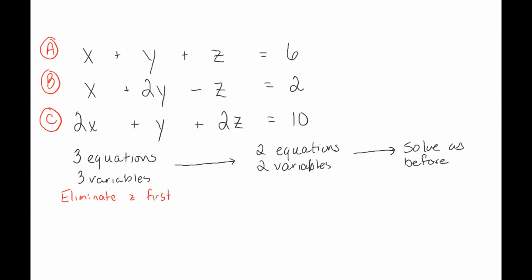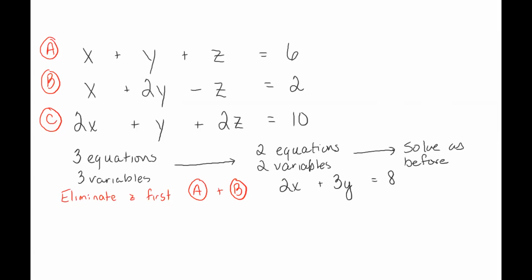And that's important because we're going to have to stick to that. We're going to stick to our guns on eliminating Z. Okay, so to do that, I'm going to take equation A and add it to equation B. And that's going to give me a new equation. That's going to give me 2x plus 3y. Notice the z's cancel, equals 8.